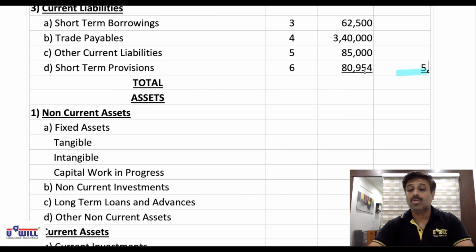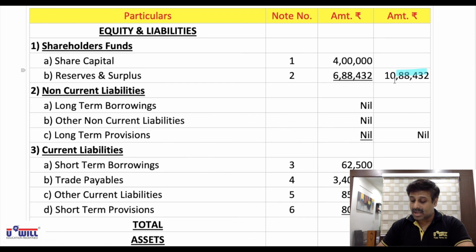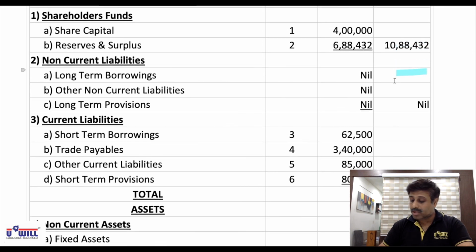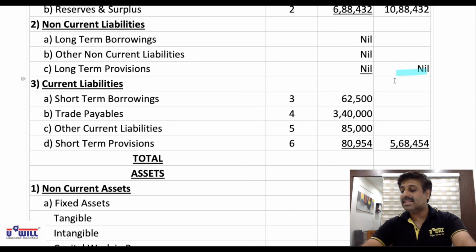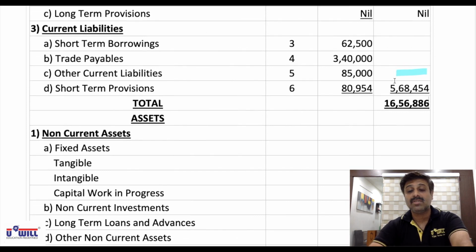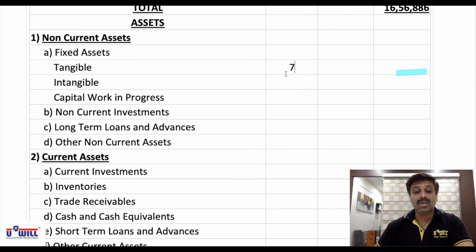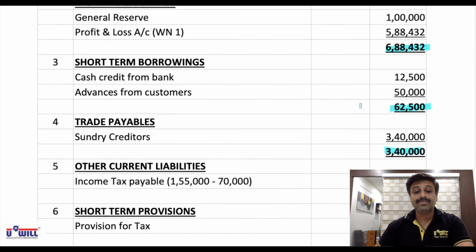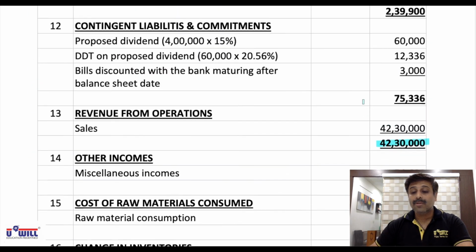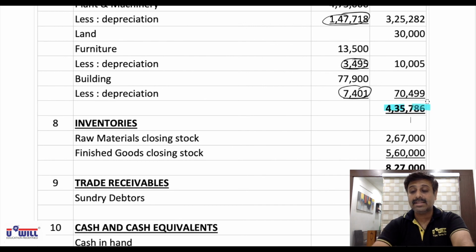Now the total of balance sheet: 568454 plus 1088432, that is 1656886. Now asset side, tangible fixed assets we get from note number 7, that is 435786.